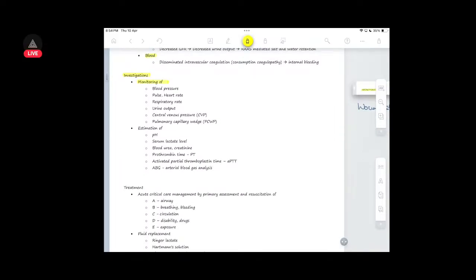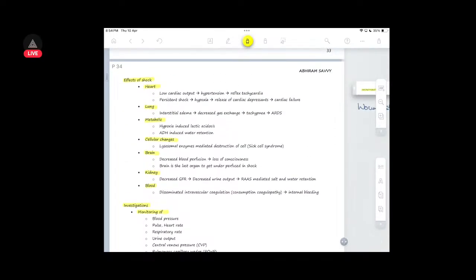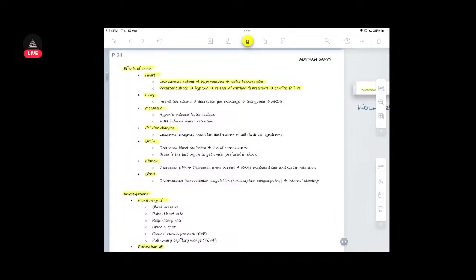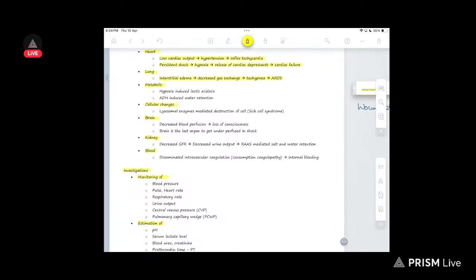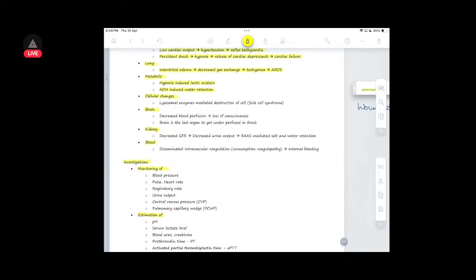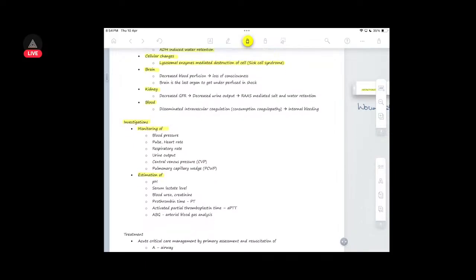Investigations have monitoring and estimation. Effect of shock: low cardiac output leading to hypotension and reflex tachycardia. Persistent shock and hypoxia lead to release of cardiac depressants and cardiac failure. In the lung, you have edema leading to decreased gas exchange, tachypnea, and acute respiratory distress syndrome. Metabolic: hypoxia-induced lactic acidosis and ADH-induced water retention. Cellular changes: lysosomal enzyme-mediated destruction of cells, enzyme-mediated sickle cell syndrome.